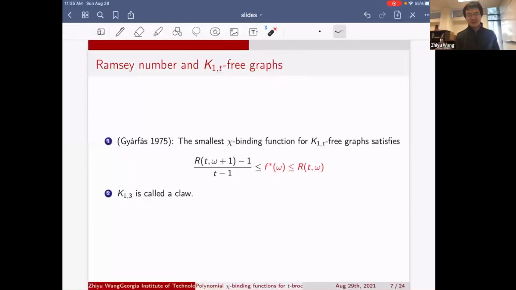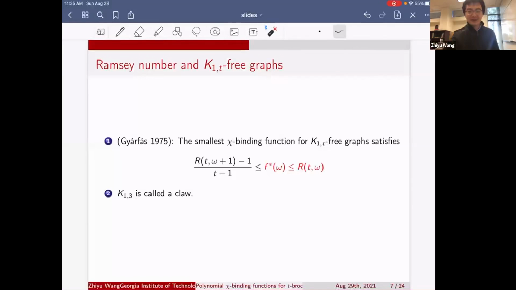This is upper bounded by the Ramsey number of T, omega, because the maximum degree is upper bounded by the Ramsey number of T, omega minus 1. Right? In particular, if we take the largest degree vertex, we know the clique number of the graph is at most omega, so the neighborhood will not have a clique of size omega. Otherwise, we have an omega plus 1 clique. So it must have an independent set. Then by the definition of Ramsey number, it must have an independent set. Then we find a K_{1,T}.